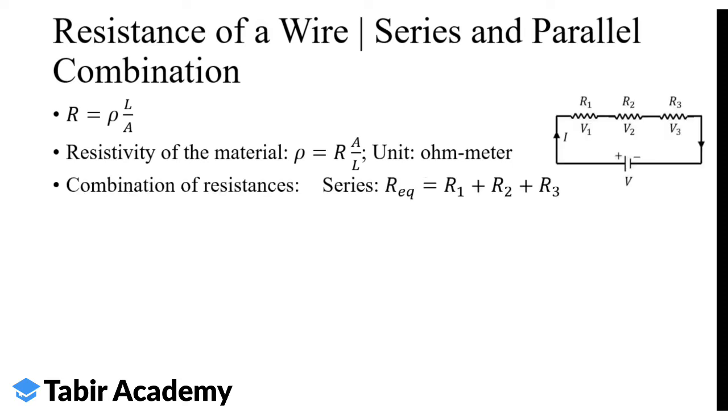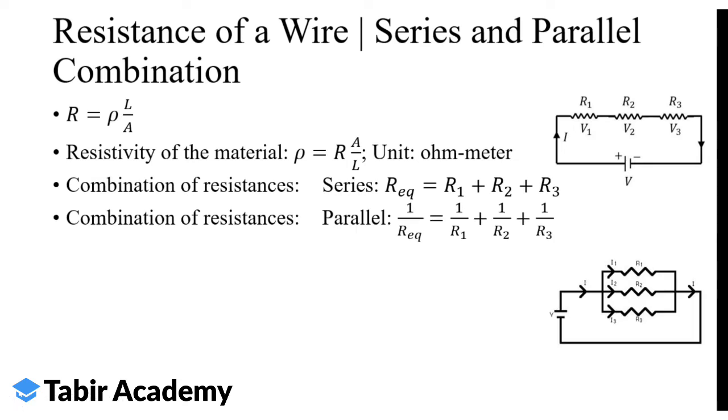So if a number of resistances are connected in series, as we can see in the figure, R1, R2 and R3 are connected in series, then the equivalent resistance of this combination, for instance the total resistance that we can experience between this terminal and this terminal, is equal to the sum of individual resistances. Such a combination of resistances is called a series combination, and I repeat again, in series combination of resistance, total resistance is equal to the sum of individual resistances.